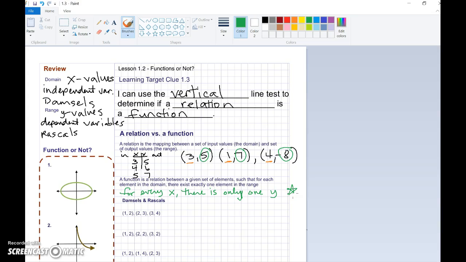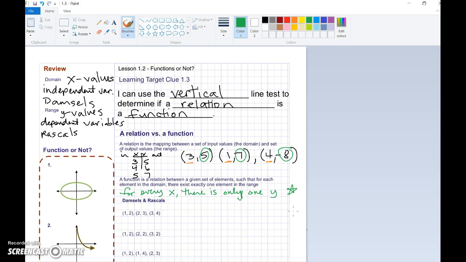Now let me explain to you why I go with the damsels and the rascals. So if I'm saying that the damsels are the domain and they're my x's, so for every girl, she only has one boyfriend. That's what I'm saying. Every girl only has one boyfriend. If she has more than one boyfriend, if she's a two-timer and she's dating two guys, then she's in a dysfunctional relationship, and it's not a function. It's not a function at all. So every girl, every X can only have one Y that's in a relationship with it. Okay? So every girl can only have one boyfriend.